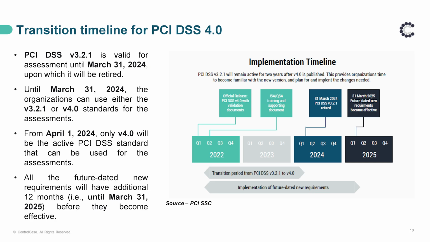PCI DSS gave 2 years of transition time for the newer version, with the older version 3.2.1 active for 2 years, which is until March 31st, 2024, upon which it will be retired. So in 2023, at this stage, we have around 11 months until version 3.2.1 is valid, right? In simple terms, until March 31st, 2024, both versions are valid for PCI DSS assessment, and an organization can perform their PCI assessment with either of the versions.